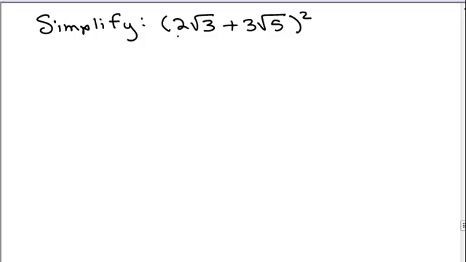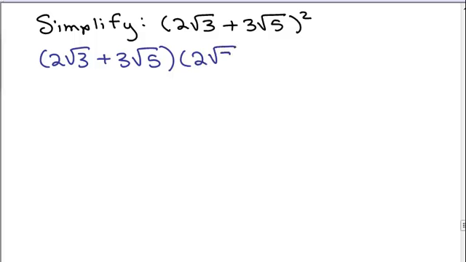Alright, we're asked to simplify this binomial squared. So you can use the formula, or you could write out what the real meaning is, which is 2 square roots of 3 plus 3 root 5 times 2 square roots of 3 plus 3 root 5. There's two ways you could do this. And again, we're just going to do the first, outer, inner, last.